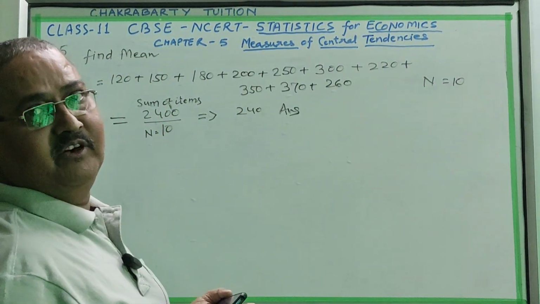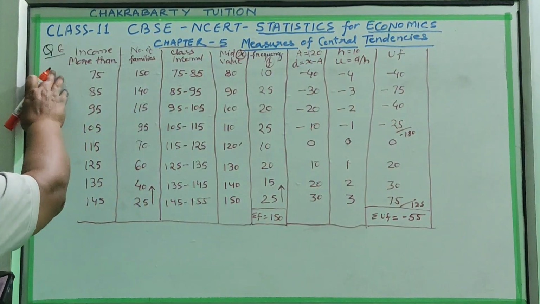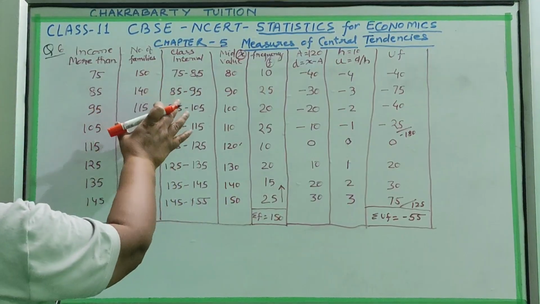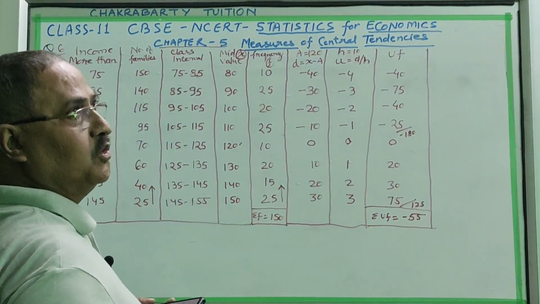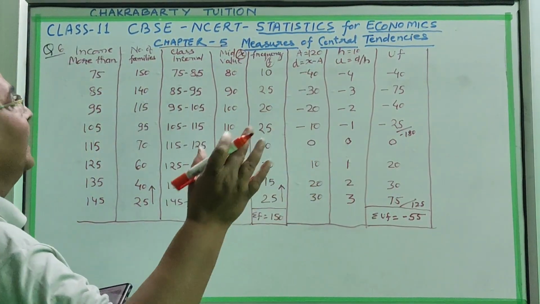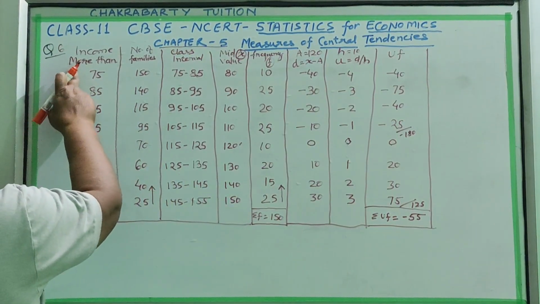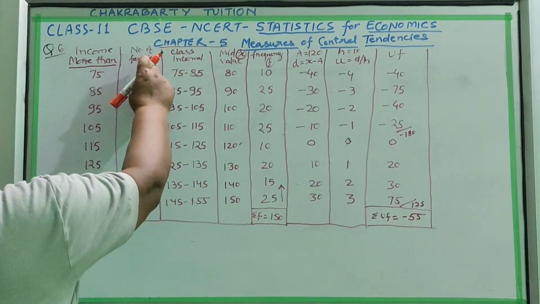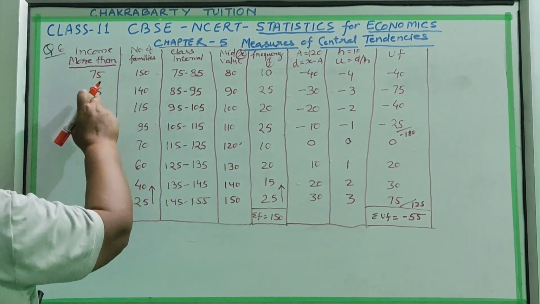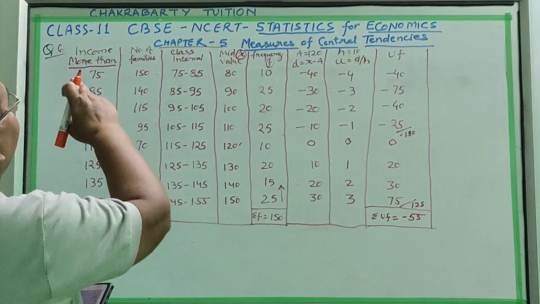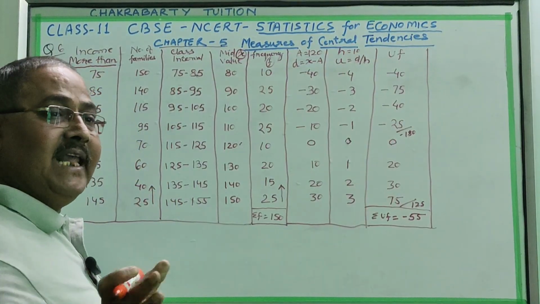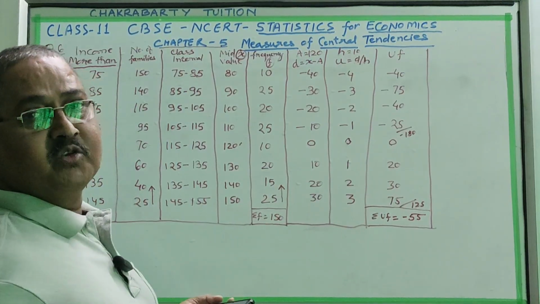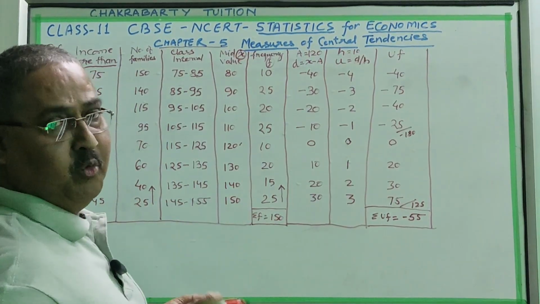Now question number 6 we will do. Now in question number 6, because it takes too much time to tabulate it, that's why I have first filled it and then am explaining to you. Otherwise the video will be very lengthy. So in the question it is given income is more than, and then the number of families is given. Less than, income less than is also possible, that we have covered in our class 10th mathematics statistics. So you can see that also. Now here we are discussing more than series.